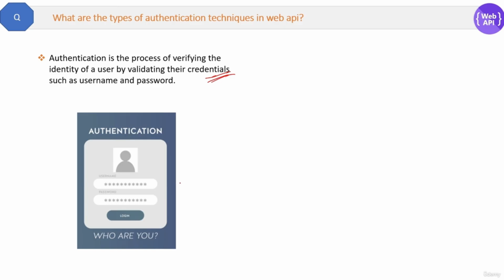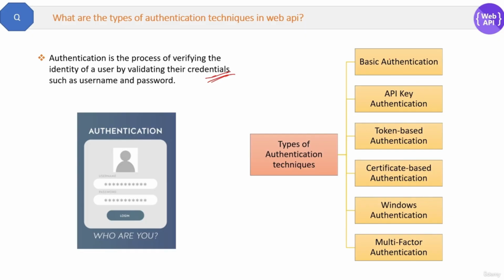For that, we have these 6 kinds of authentication techniques in Web API: Basic authentication, API key authentication, token based authentication, certificate based authentication, Windows authentication, and multi-factor authentication. The most important and most used of them is token based authentication, and we will see the details of most of them in upcoming questions.